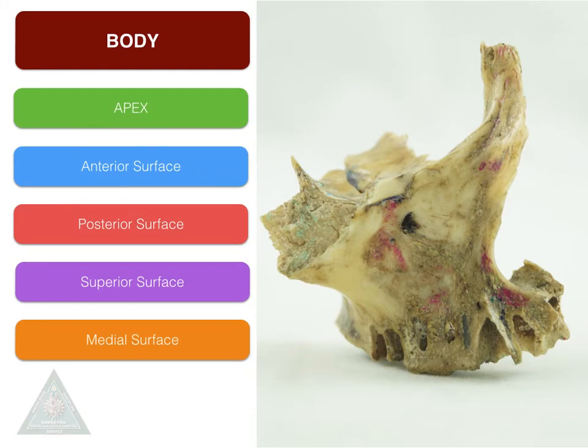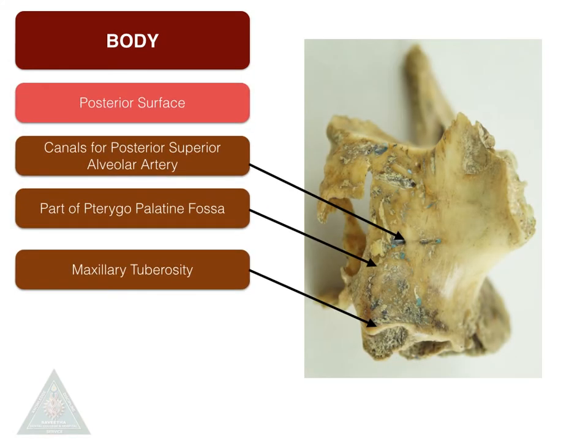Moving on to the posterior surface. The posterior surface is smooth and it's marked in the middle by the canals for the posterior superior alveolar artery, which are branches from the maxillary artery. Medial to it, we have the part which takes part in forming the pterygopalatine fossa. Below this, we have the maxillary tuberosity, which gives origin to the medial pterygoid muscle.